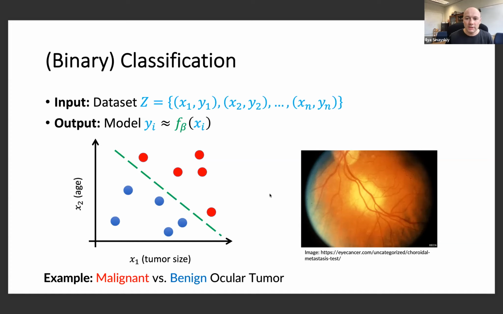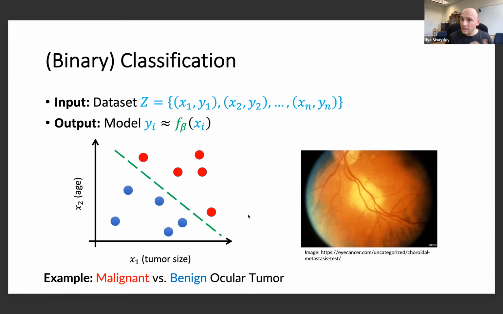For example, in this case, we have a malignant or benign tumor of the ocular, just based on the photograph, or maybe it might be based on some other data, such as the size of the tumor, the age of the person, and things like this. Here on this axis we have age, and on this axis we have tumor size. If it's benign, it's blue. If it's malignant, it's red.